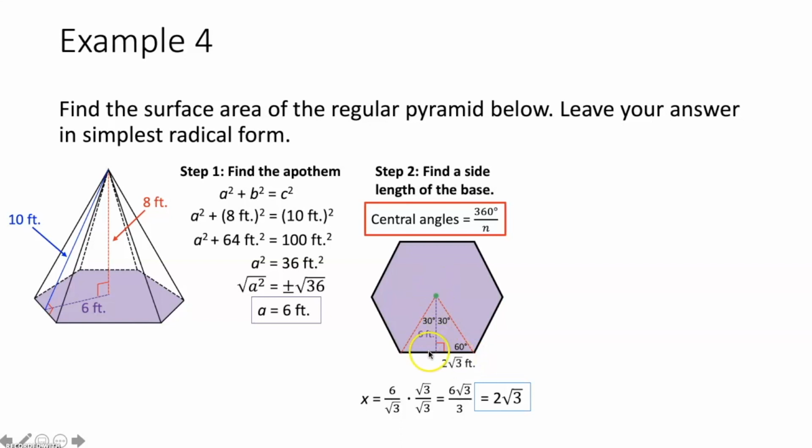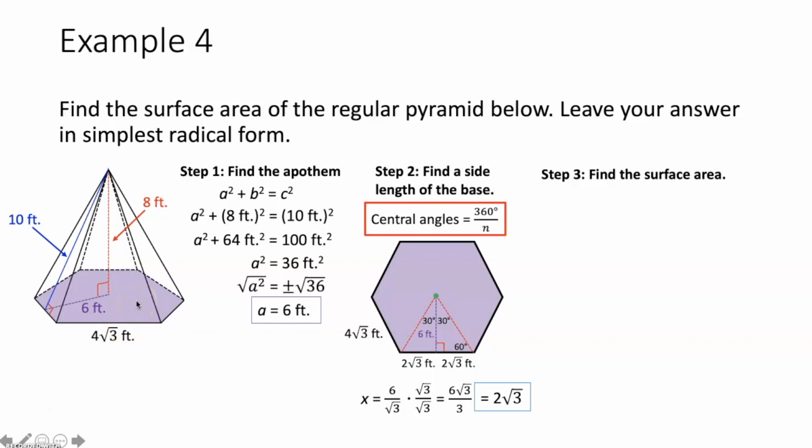Now remember, this apothem not only bisected our central angle, but it bisected this side, meaning if this measurement right here is 2 rad 3 feet, then this measurement right here must also be 2 rad 3 feet, meaning an entire side length of our base must be 4 rad 3 feet. So we know that one of the side lengths of our base must be 4 rad 3 feet. We now have everything we need in order to find the surface area of this regular pyramid.